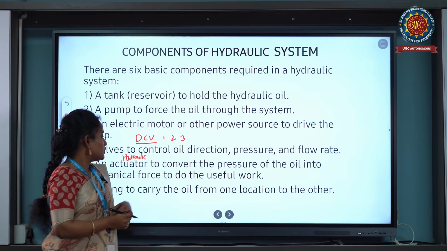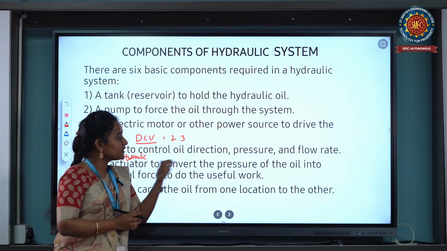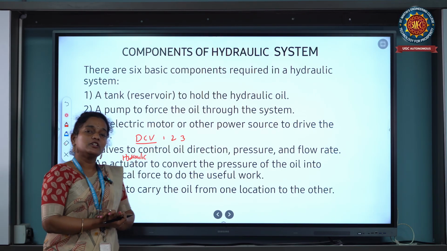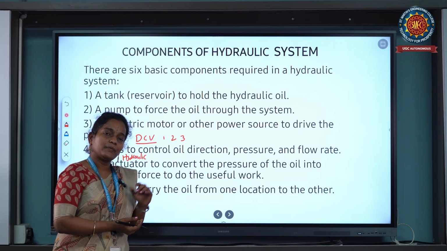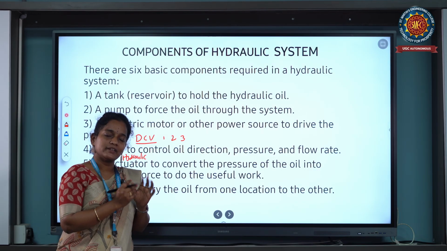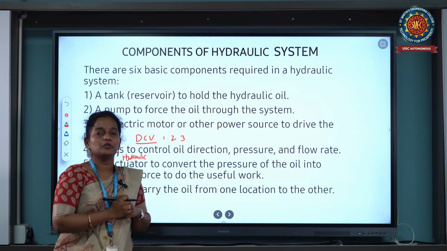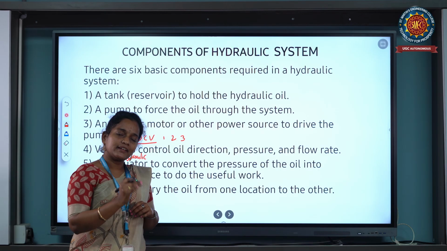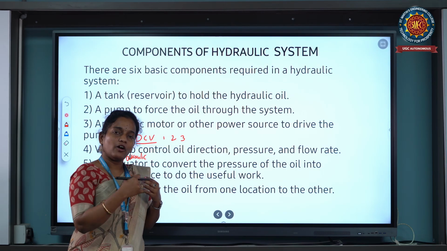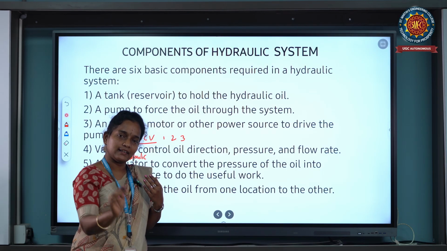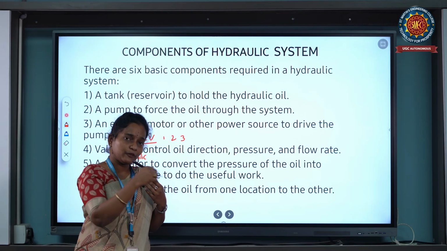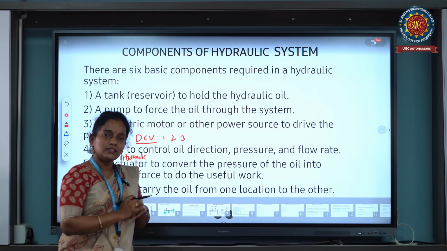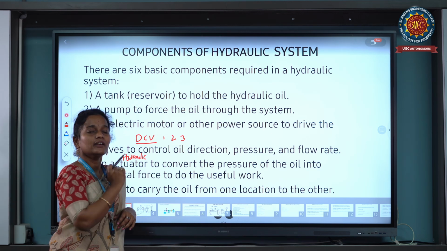The hydraulic actuator converts the pressure of the oil into mechanical force to do useful work. So the pressure of the oil is directly converted into mechanical energy, mechanical force. After that, the remaining oil is directly sent to the oil tank. Before that you have to click the third button, compulsorily. That is the return to the oil tank.